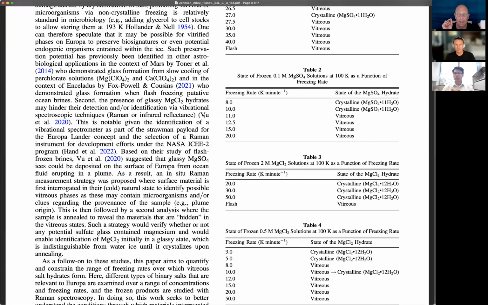Just for future application of a possible lander to Europa, a Raman spectrometer has been considered as part of the payload on the lander. So this kind of study not only helps us establish the chemistry of freezing brines, but also lays some groundwork for future application on a lander. I think that would be so cool if we took a Raman spectrometer to Europa. That would be great.